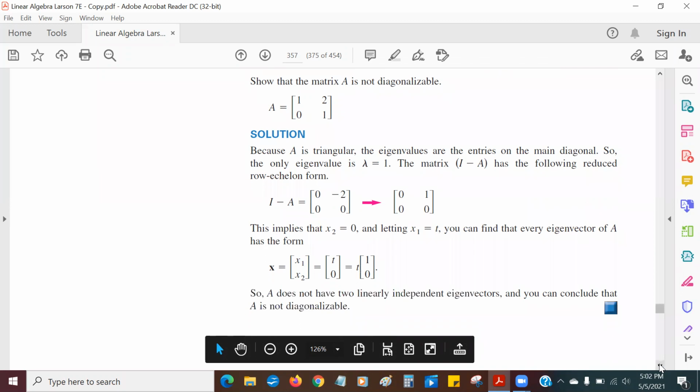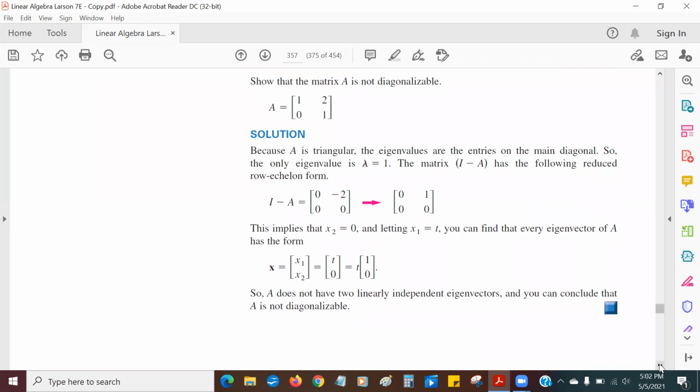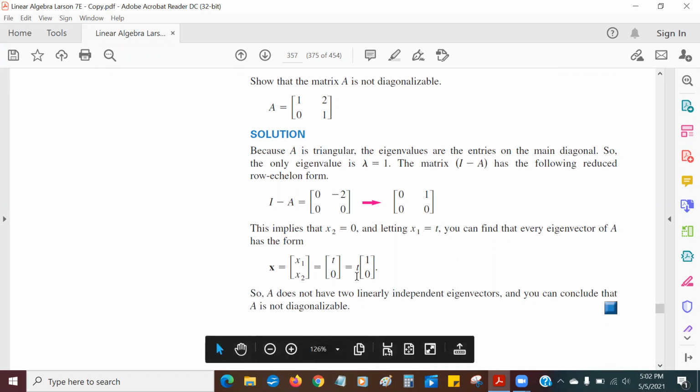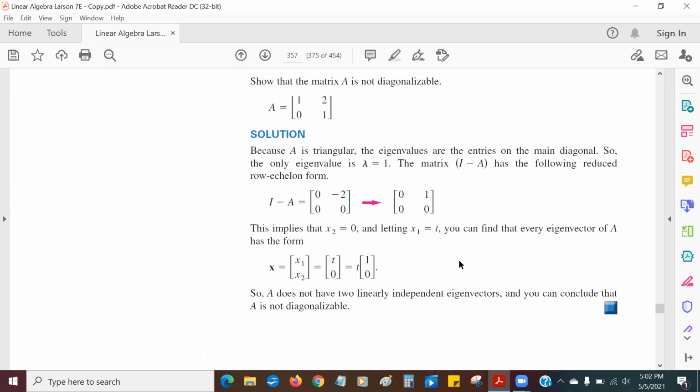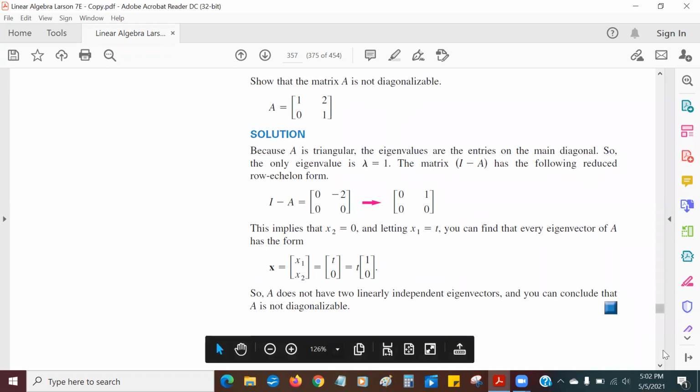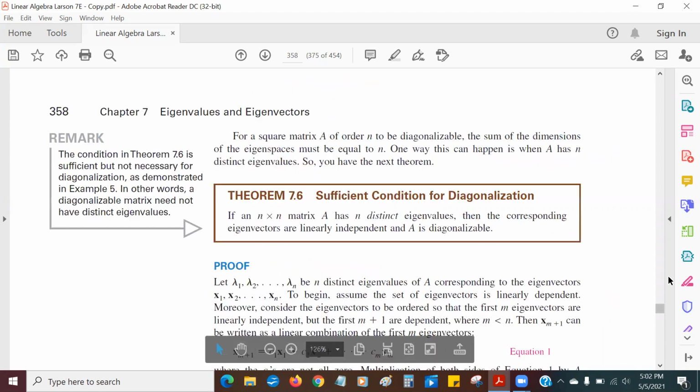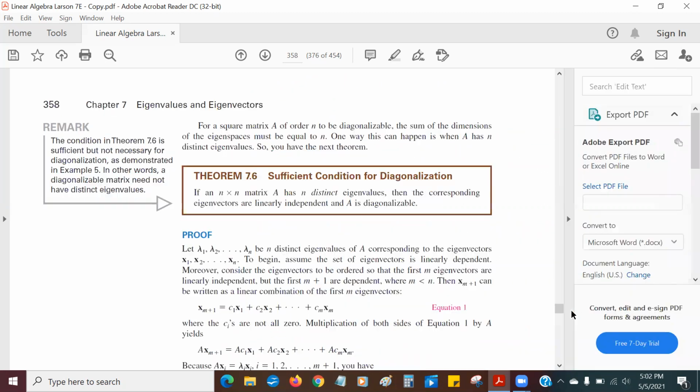And hey, wait a second. I only see one linearly independent eigenvector. Actually, it's infinite because t can be any real number, but I only see one linearly independent eigenvector. So it must be that A is not diagonalizable, so we saw that right away. Isn't that cool? We didn't have to go through any kind of big tragedies and problems and so forth.